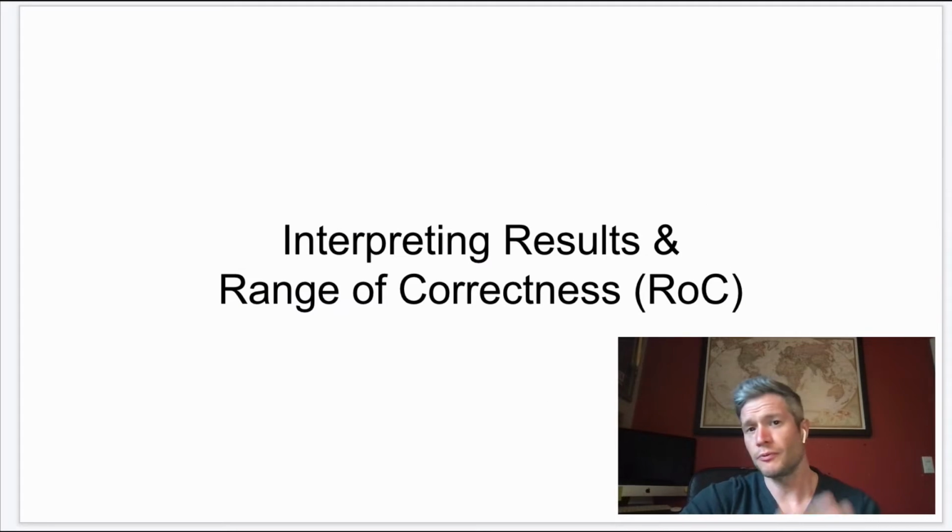So we've kind of looked at our critical features. Let's move forward on to taking some of our results. How do we interpret them? And just as importantly, how do we use that as a range of correctness, or how do we put that towards that?